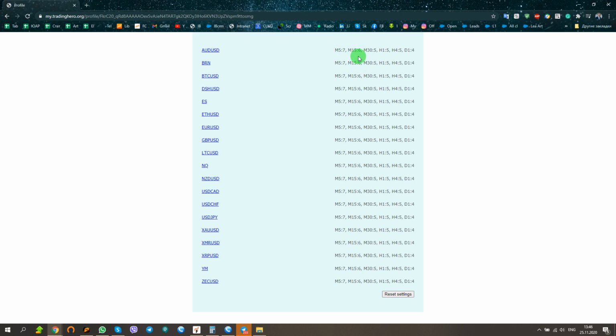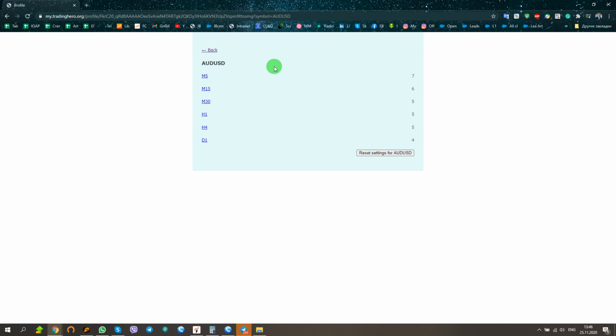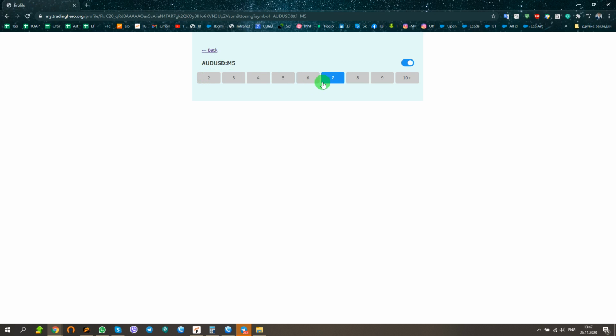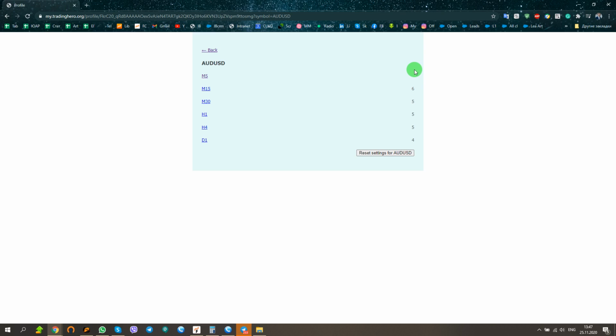We can set it up manually for each currency or for each asset. When we press on, for example, Australian to American dollar, we go to a submenu, and we can choose the number of candles on which we will receive the trading signals, for example, for the 5 minute time frame. If we don't want to trade the 5 minute time frame, if you are not a scalper, if you are an intraday trader, you can simply switch it off and you will not receive signals until you turn it on.